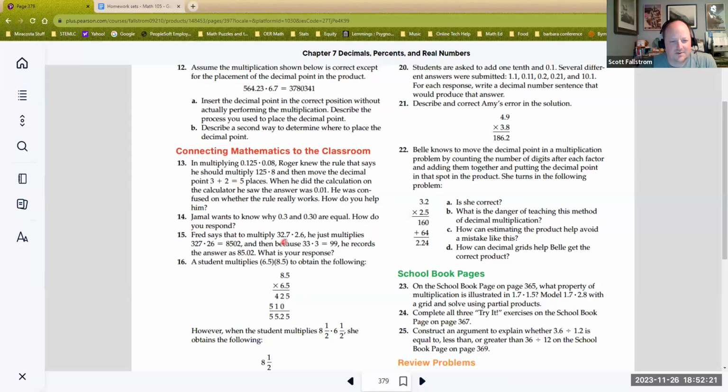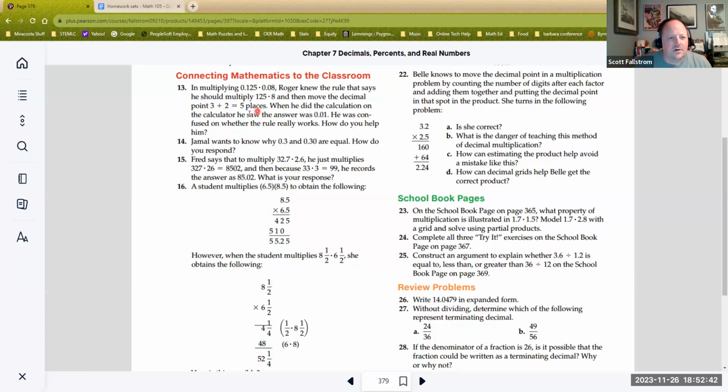Fred says to multiply 32.7 times 2.6, he just multiplies 327 by 26. And because 33 times 3 equals 99, he just records it as 85.02. So again, this is thinking about how do I know where my answer should be, using estimation maybe.